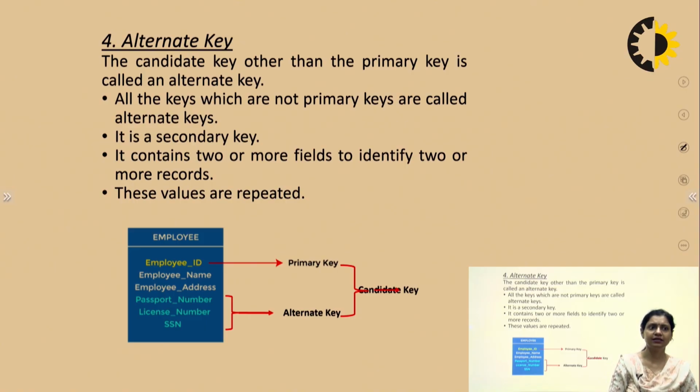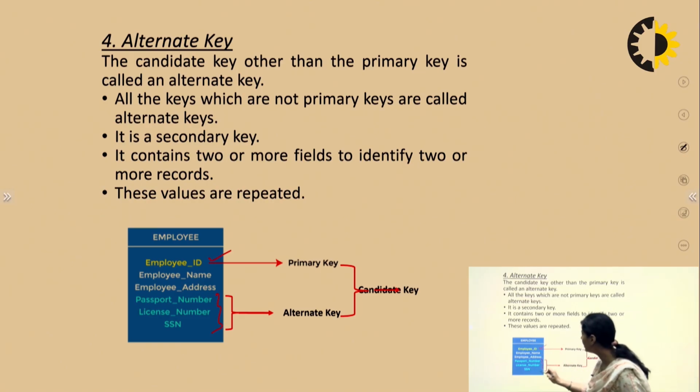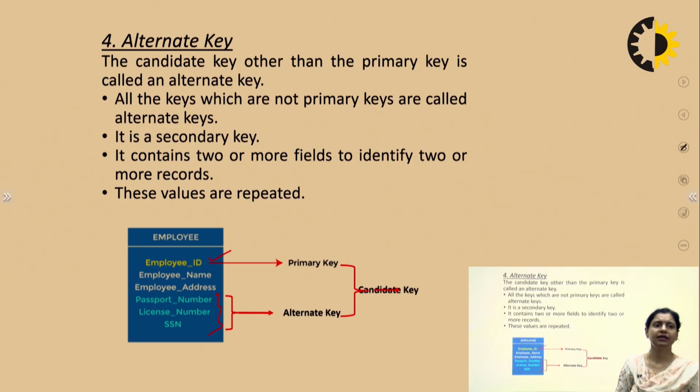These are the secondary keys and may contain 2 or more fields to identify 2 or more records. These values are repeated, like here we have the employee ID which is selected as a primary key, and passport number, license number and SSN here are the alternate keys, which combined together make the set of candidate keys.